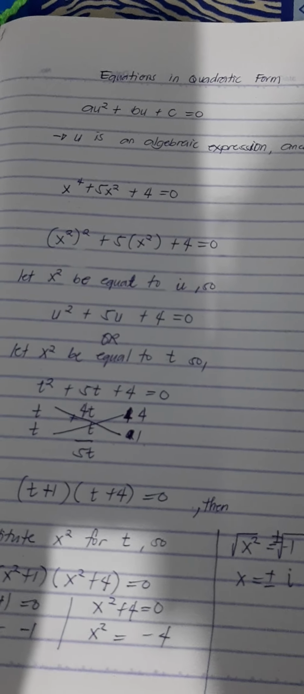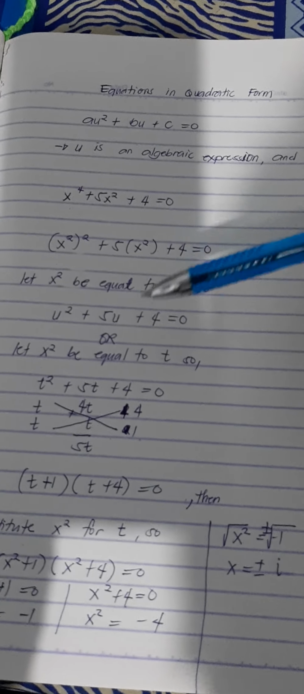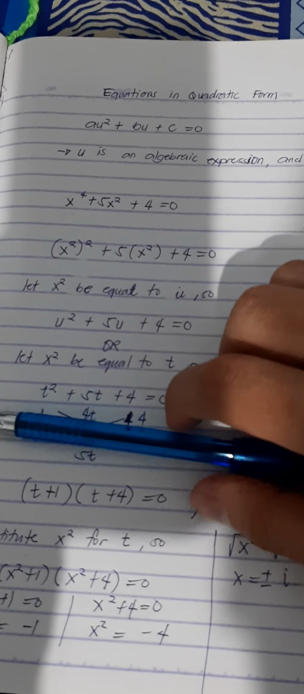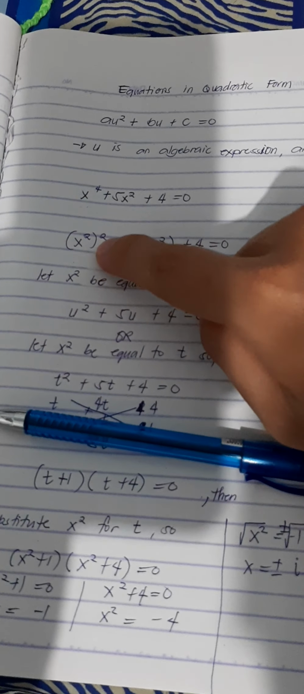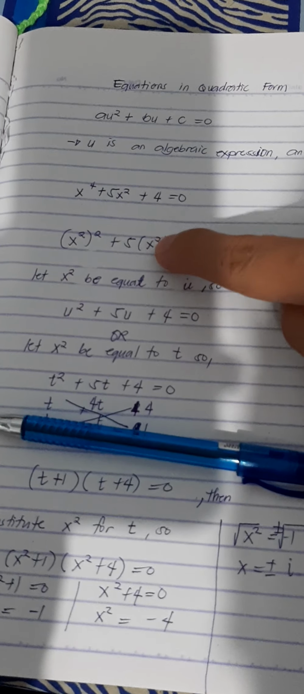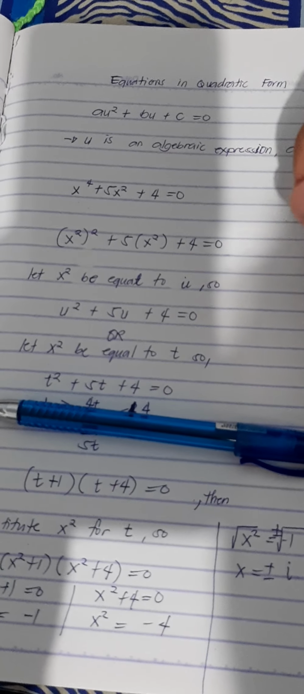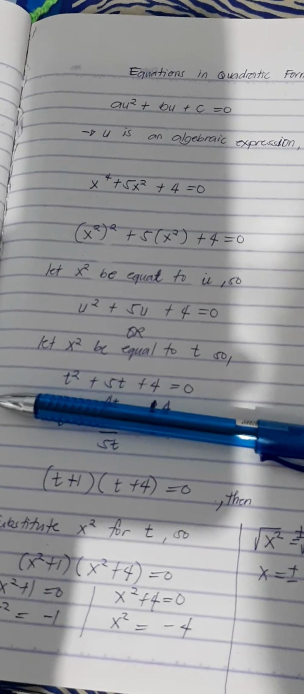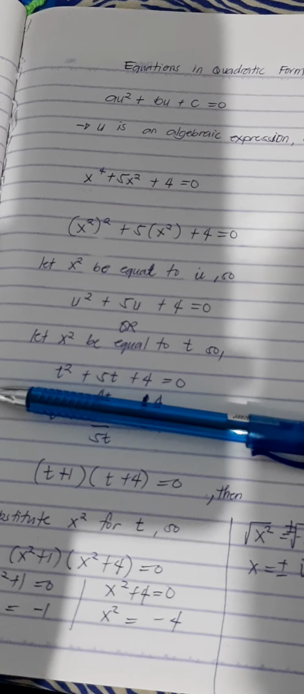Or, we can also make use of some other variables present in the alphabet. For example, let x squared be equal to t. So instead of writing x squared here, we write t. So, t raised to 2 plus 5t plus 4 equals 0. After that, we can now factor this equation, since we can now directly say that this is a quadratic form of equation because of the highest degree, which is equal to 2.